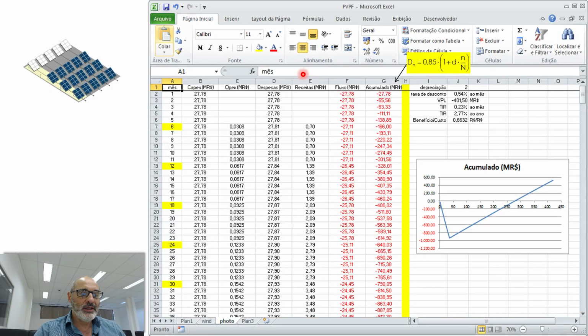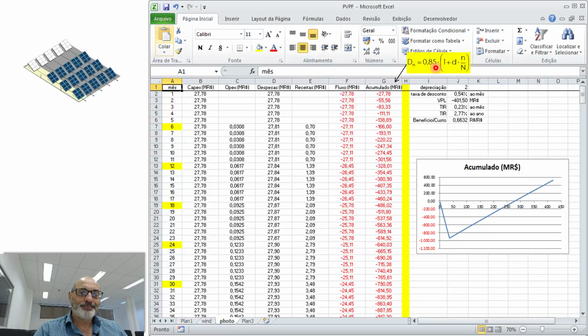So this is the structure of our cash flow. This is the implementation of our cash flow. You see, this is our capex from month 1 to month 36, the operation costs, expenses, revenues, the instantaneous cash flow, and the accumulated cash flow. So this is the graph that you have.